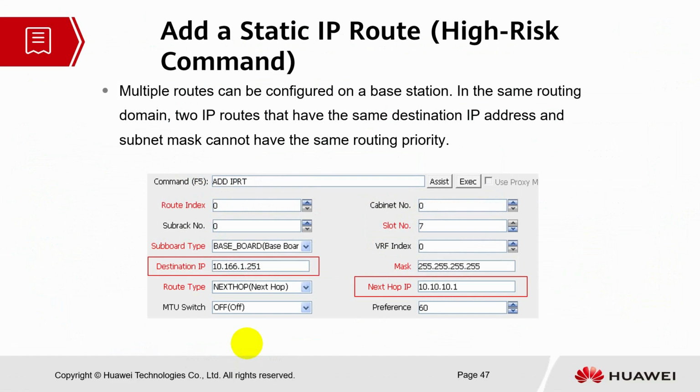So next we move into the IP route. We have to add a static IP route. Multiple routes can be configured on a base station. In the same routing domain, two IP routes that have the same destination and subnet mask cannot have the same routing priority. So let's see what information we need to fill up here: destination IP, next hop IP, mask, slot number, and the route type will be next hop for the router. So let's look into the IP route command.